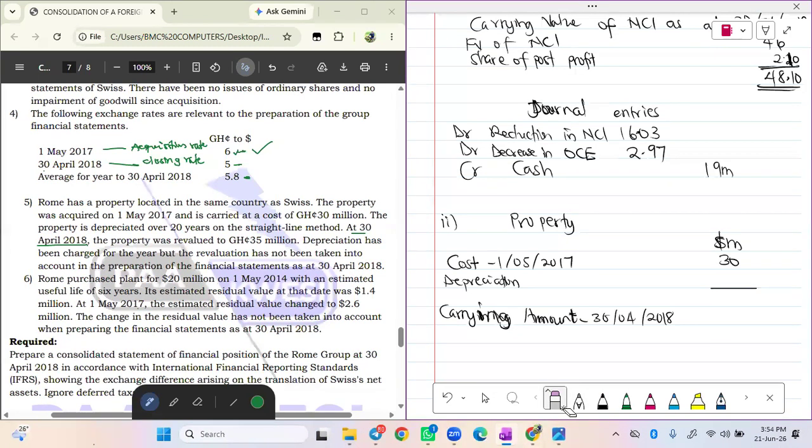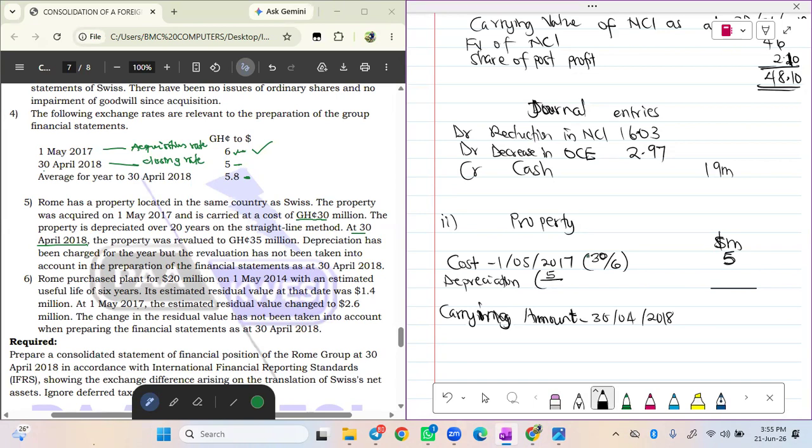But even with this one, the property was in cedis. We want it in dollars. So we translate using the acquisition rate, 6 for 1st May. So the cost will be $5 million. The 30 million was in cedis, right? We are doing everything in dollars. Good. So the depreciation, we are saying 1 year.